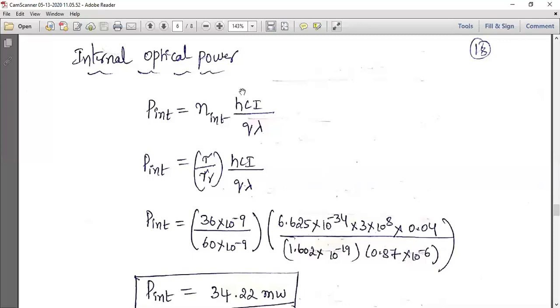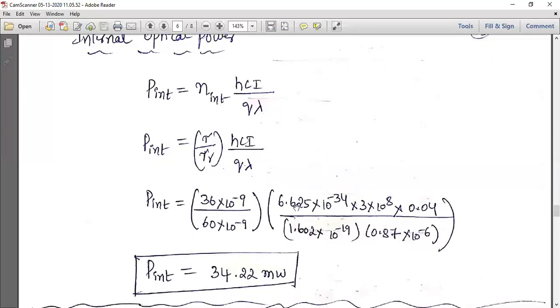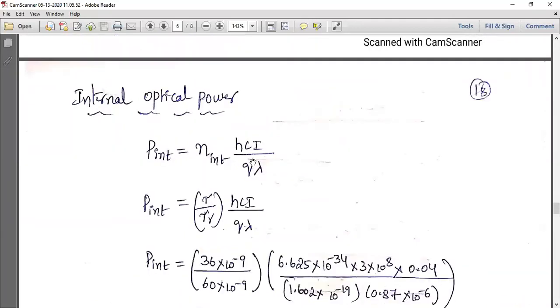And h is known, that is Planck's constant, which is 6.625 into 10 raised to minus 34. C is 3 into 10 raised to 8 meters per second. I is given as 40 milliamperes, which I have written here. Q is the electron charge, 1.6 into 10 raised to minus 19. Lambda is given as 850, 870 I think. Yes, 870 nanometer is given.